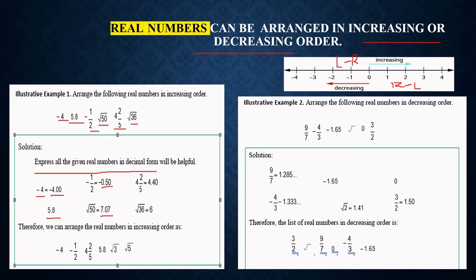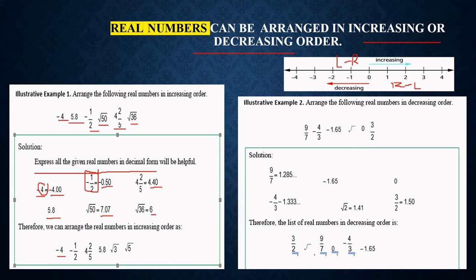4 and 2/5 when changed to decimal is 4.40. Square root of 36 is a perfect square, that is 6. Okay, so since we have negative numbers, so tandaan kapag nasa number line, mas malayo sa 0, mas maliit ang value. So, ano yung pinakamalayo sa 0 dyan? Negative 4. So, mas maliit siya.